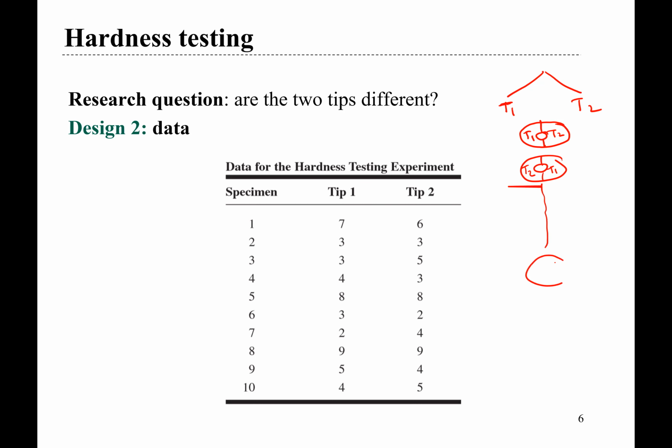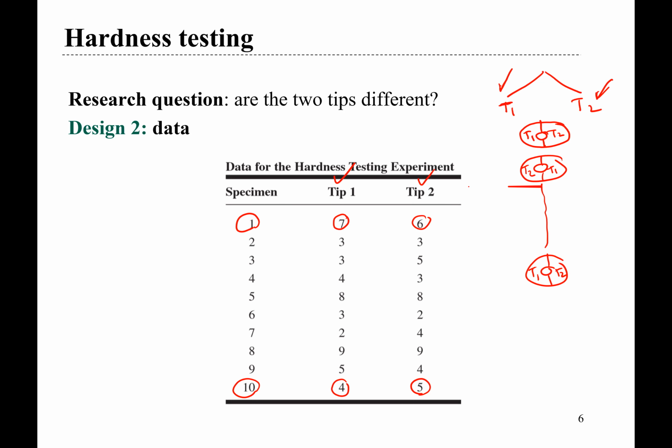So the last one, tip 1, tip 2. And now you will have a group of data for tip 1, group of data for tip 2. But keep in your mind, each pair comes from the same specimen. So this group of data and this group of data are dependent, not independent. So the first specimen, assuming give us tip 1, 7, tip 2, 6. So the last one, number 10, under tip 1 give me 4, under tip 2 give me 5. So these two groups of data are dependent because they come from the same specimen.